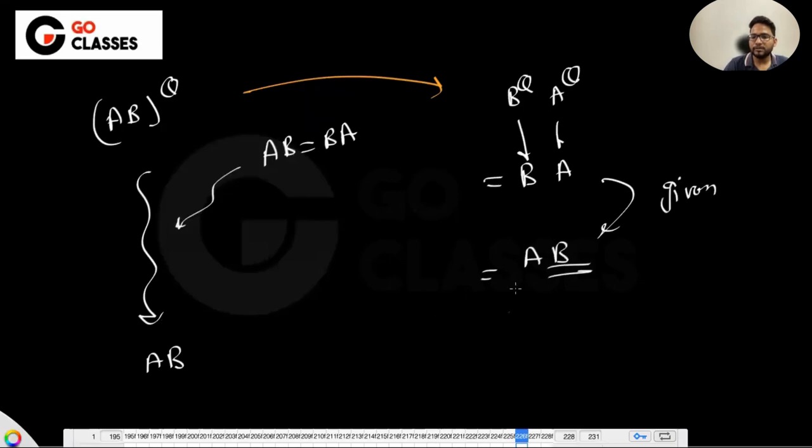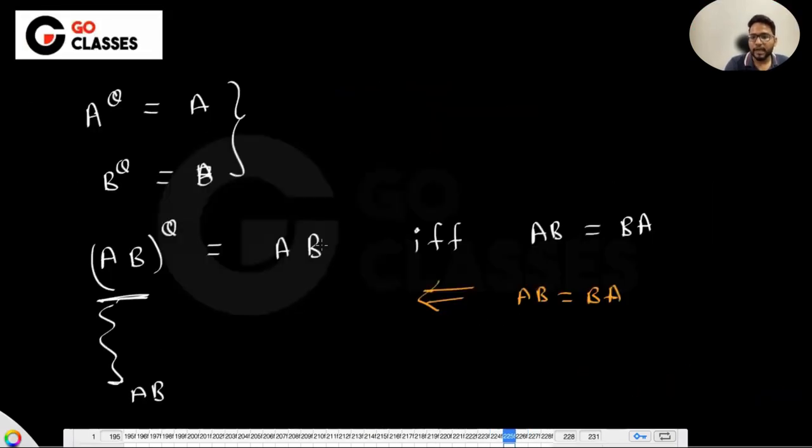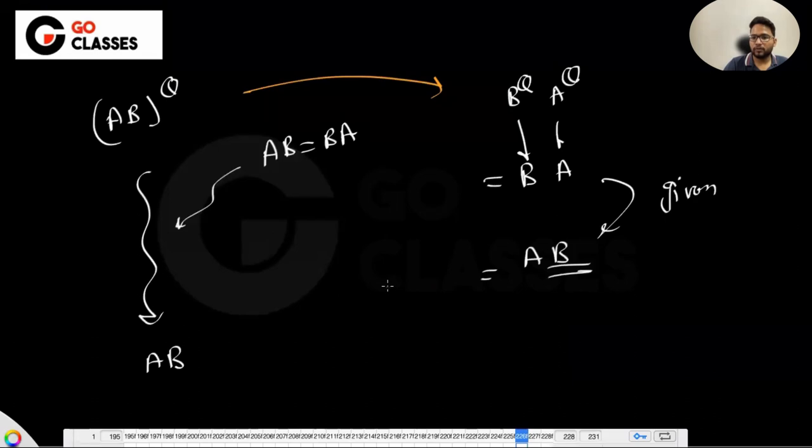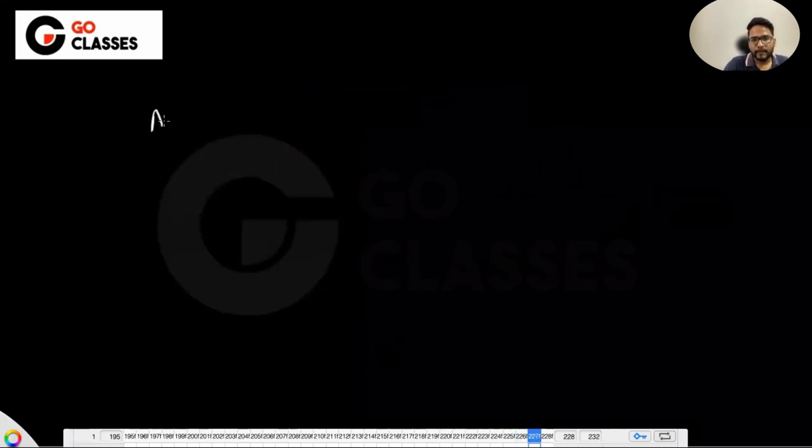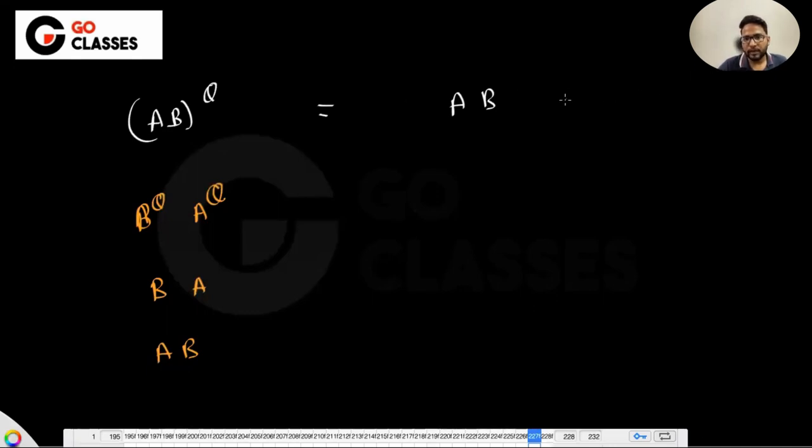Can we prove it in another way? Which means if AB theta equals AB, then AB and BA both are the same. Let's just see this. What I need to do is show AB and BA both are the same, given that AB theta is equal to AB. Let me first do the first way: I have written this as B theta and A theta, I have written this as BA, I have written this as AB, and then finally I proved it. Now I want to prove it the other way, which means this is given to me and I want to prove from here that AB and BA both are equal.